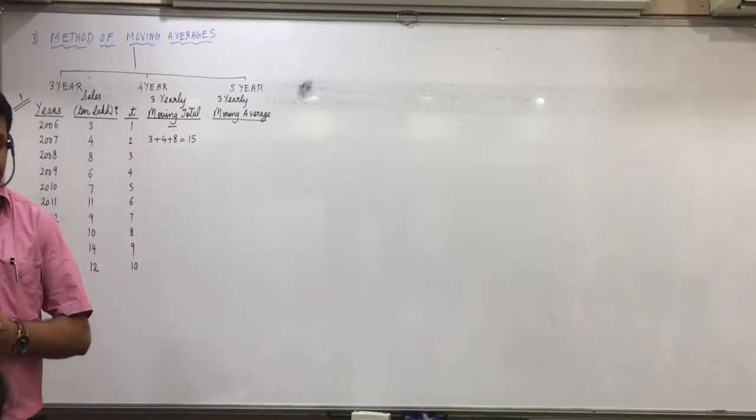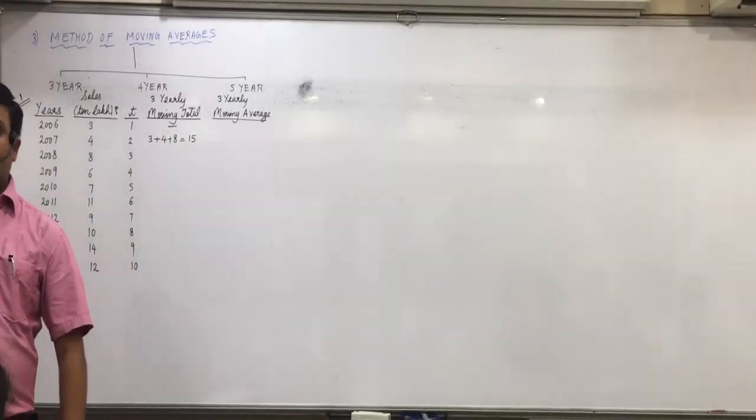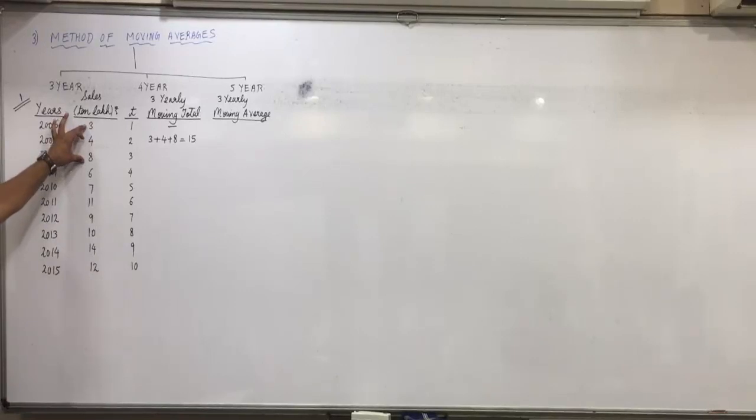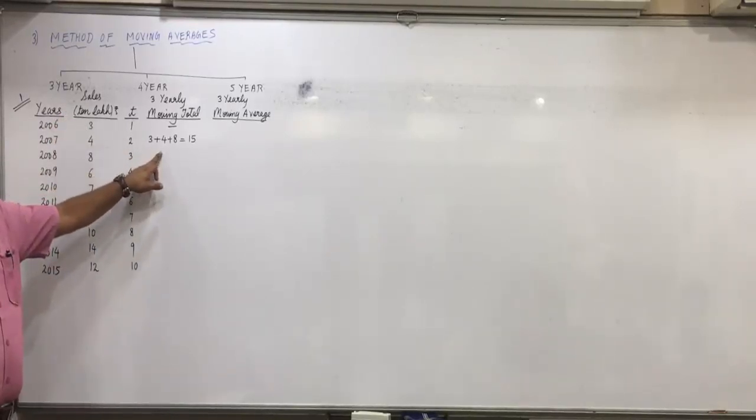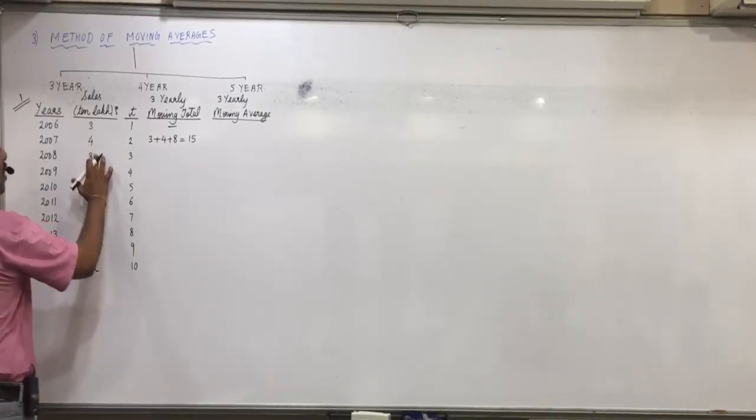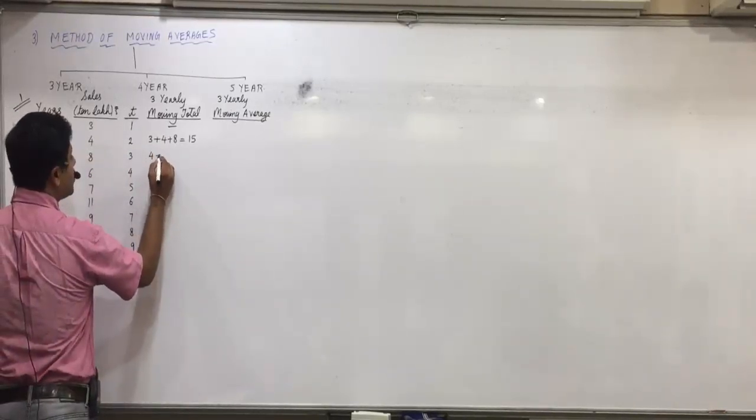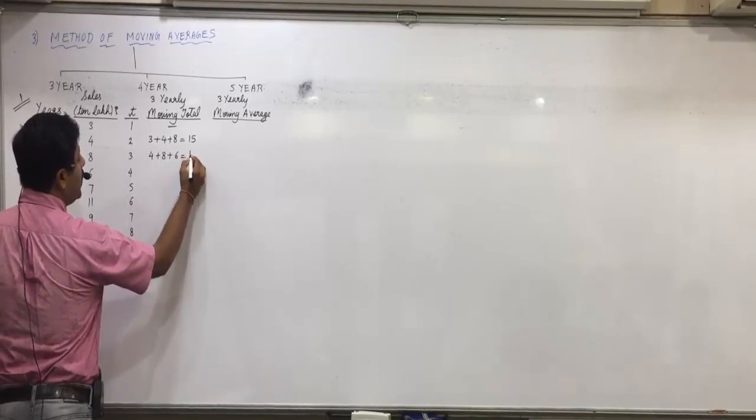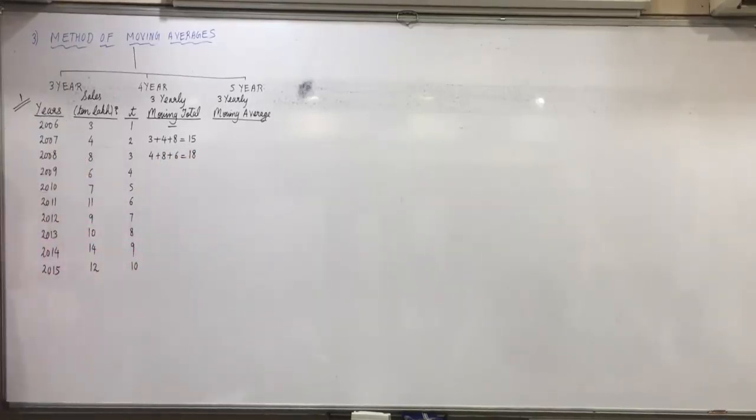Written down everyone? As I said, 3 yearly moving average means every 3 years total first we have to do, then divide it by 3. So first 3 years total you have to write in the middlemost year, which is the second year. Did you understand this everyone? Yes. Same way next, 4 plus 8 plus 6, 18. Did you understand this? Raise your hand who is not clear with it.